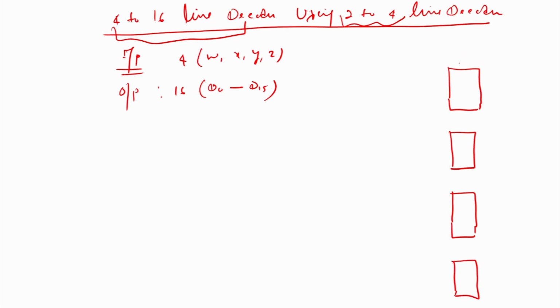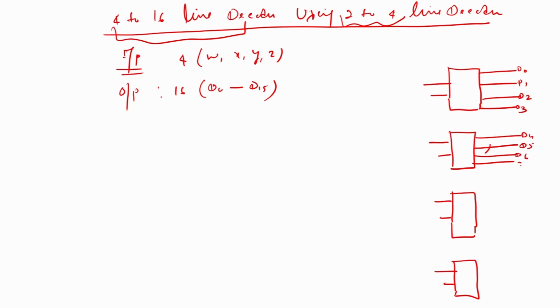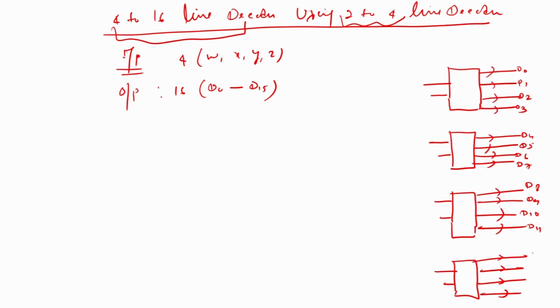Here what is the decoder? This is simply a 2 to 4 line decoder. These are outputs D0, D1, D2, D3. Similarly, D4, D5, D6, D7. Similarly, D8, D9, D10, D11 and similarly D12, D13, D14 and D15. This is a 2 cross 4 decoder. This is also a 2 cross 4 decoder, and this is also a 2 cross 4 decoder and so on.